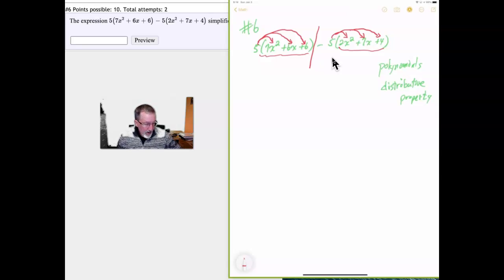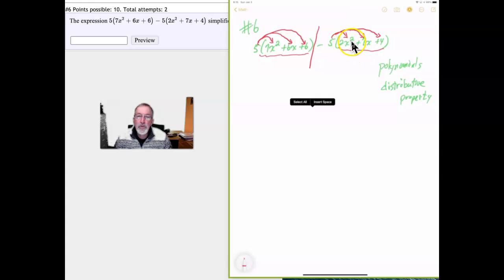In PEMDAS, you're supposed to work inside parentheses first, but these are not like terms. They cannot be combined any further, and the same goes on this side. If the units are not the same, you can't combine them. That's a rule of addition and subtraction. You can't add or subtract elements unless they have the same units.